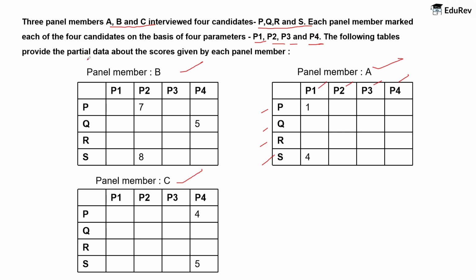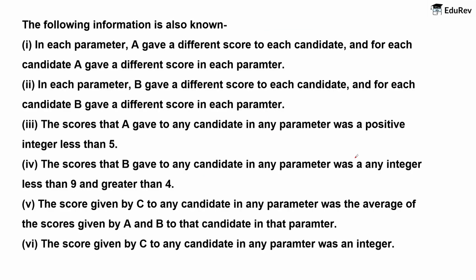The following table provides the partial data. Obviously some data is missing. You can see the scores given by each panel member. Now this question can be one of the favorites of the examiner, because you can see it is a question of missing data as well, and also a question of multiple tables. So this is a combination. So this question can probably be asked to you in the exam or something similar to this. So let's try solving this. Now before we move ahead, there is a set of instructions given to us. So let's quickly read the instructions.